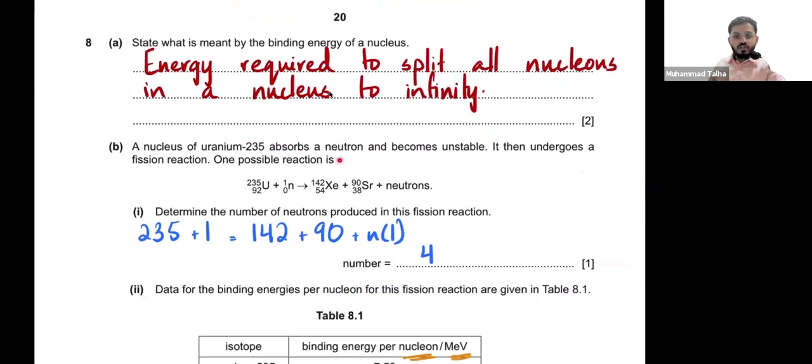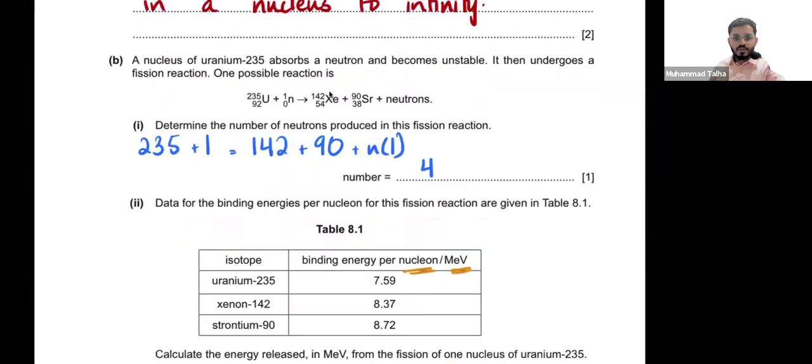The nucleus of uranium-235 absorbs a neutron, becomes unstable, and undergoes a fission reaction. One possible reaction is given. Determine the number of neutrons produced. Here you use the conservation of nucleon number. So 235 plus 1 equals 142 plus 90 plus n times 1, because neutrons have nucleon number 1, where n is the number of neutrons. Just rearrange and find n, which turns out to be 4.